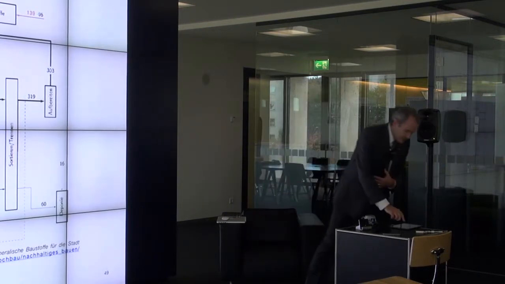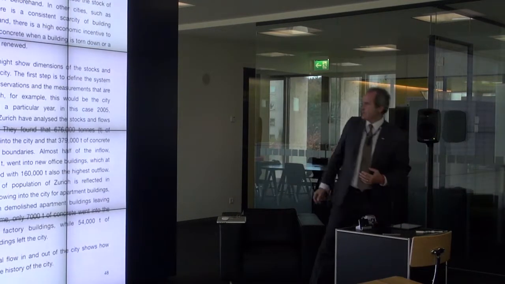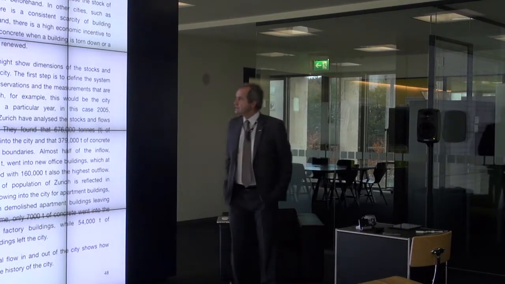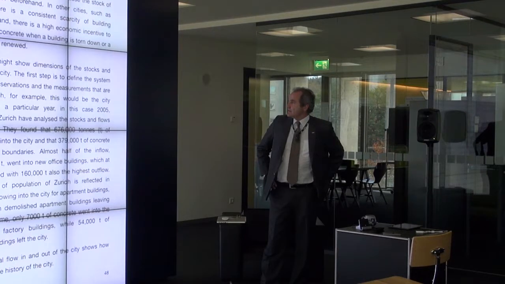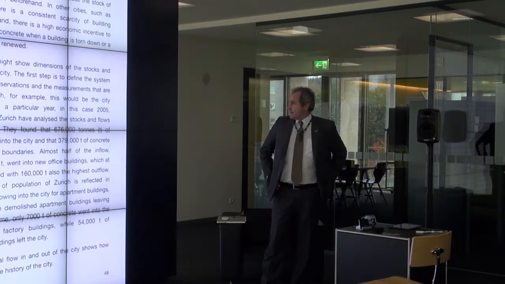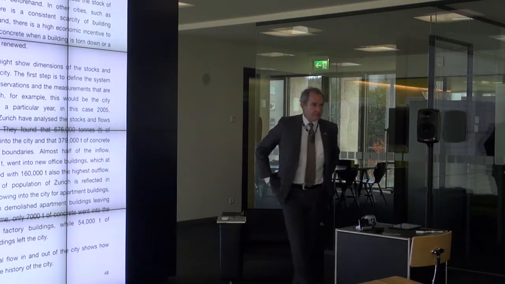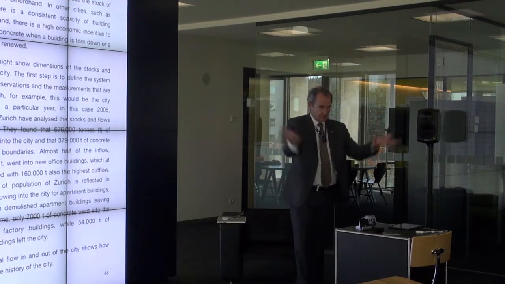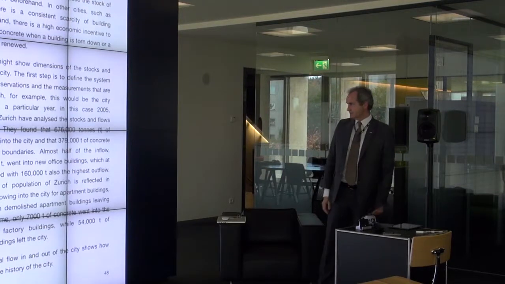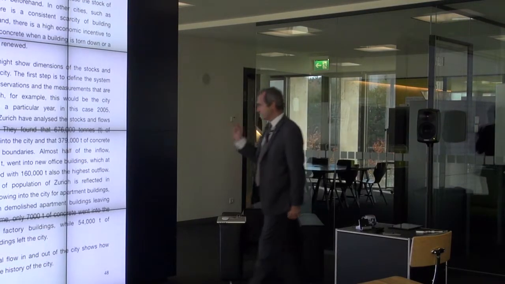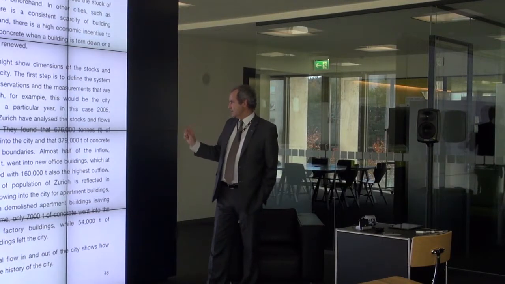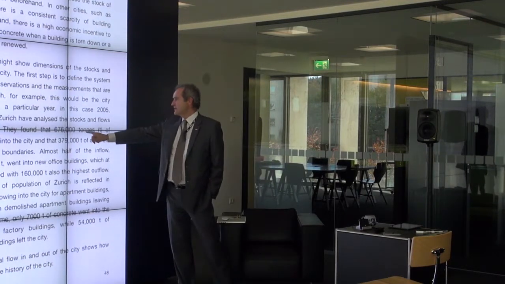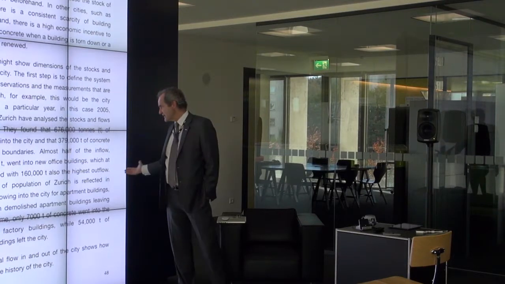Anyway, I think this is all in German, but here's a quick English description. And this is this stock and flow of a city material. The first step is to define the system boundary, which you always have to do. And here we just took the system boundary of the city of Zurich. And then in a particular year in 2005, they saw that 670,000 tons concrete gravel flowed into the city.